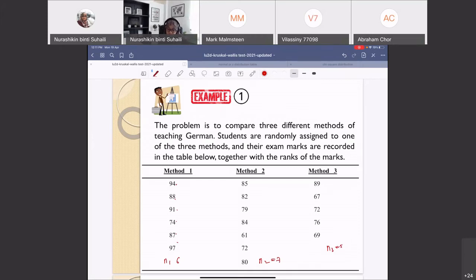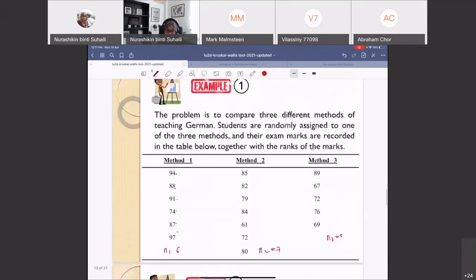So there are three samples, they are independent, so obviously you should use the Kruskal-Wallis test. Sometimes the problem doesn't mention the name of the test, so you have to know which test to use by yourself. If it is stated in the question, then it's fine, but if not, you have to know. In this case, we have to use Kruskal-Wallis. If you do it manually, you will get the wrong answer. Here, the problem is to compare three different methods of teaching German. Students are randomly assigned to one of the three methods, and their exam marks are recorded in the table below, together with the ranks of the marks.